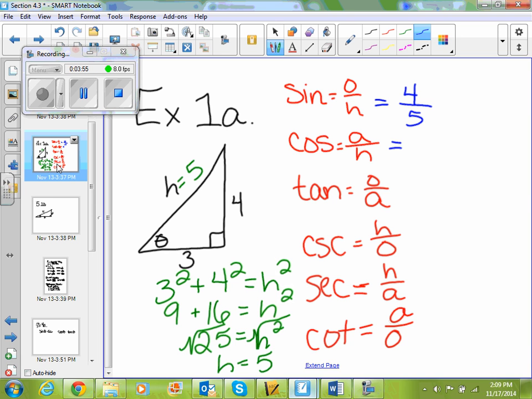For cosine, my adjacent side, the side connected to my angle, is 3, and my hypotenuse is 5. So 3 over 5 is cosine. Tangent is opposite over adjacent. My opposite side is 4 and my adjacent side is 3, so tangent is 4 over 3. Flipping, cosecant is the inverse of sine, so instead of 4 over 5, it's 5 over 4. Secant is the inverse of cosine, so instead of 3 over 5, it's 5 over 3. And cotangent is the inverse of tangent, so instead of 4 over 3, it's 3 over 4.